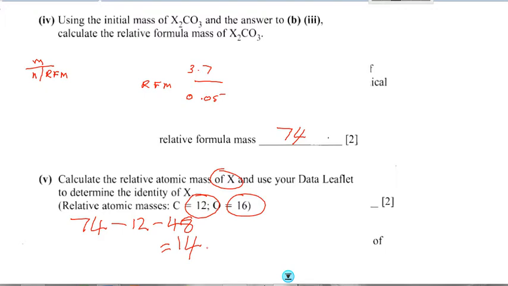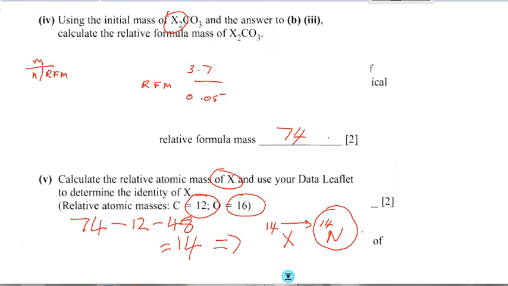And then our final part of the question is we have to identify what X actually is. Now, a lot of people will go through the periodic table and look for a metal with the atomic number of 14. The only thing with mass number of 14 in the periodic table is nitrogen. And some people will actually write that down, even though that's not even a metal.